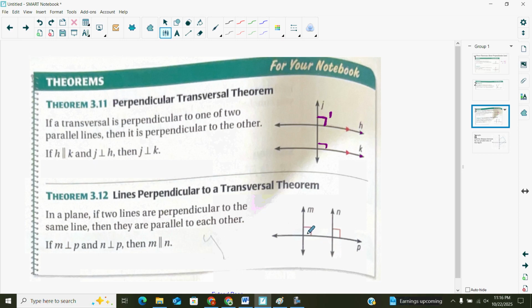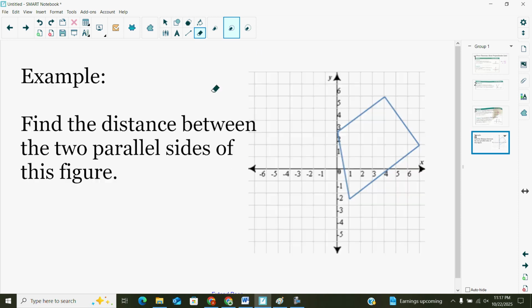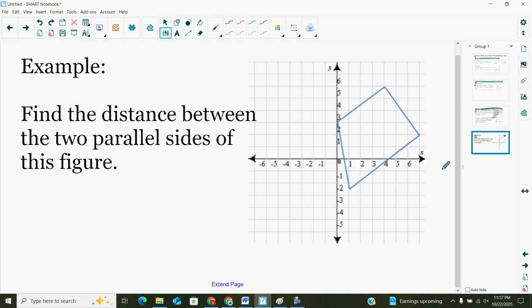And again, that's if this and this, those are corresponding angles. If those are congruent, we know that lines M and N have to be parallel, whether they're perpendicular or not. And then our one example that we're going to work through is a review of several things we've talked about.